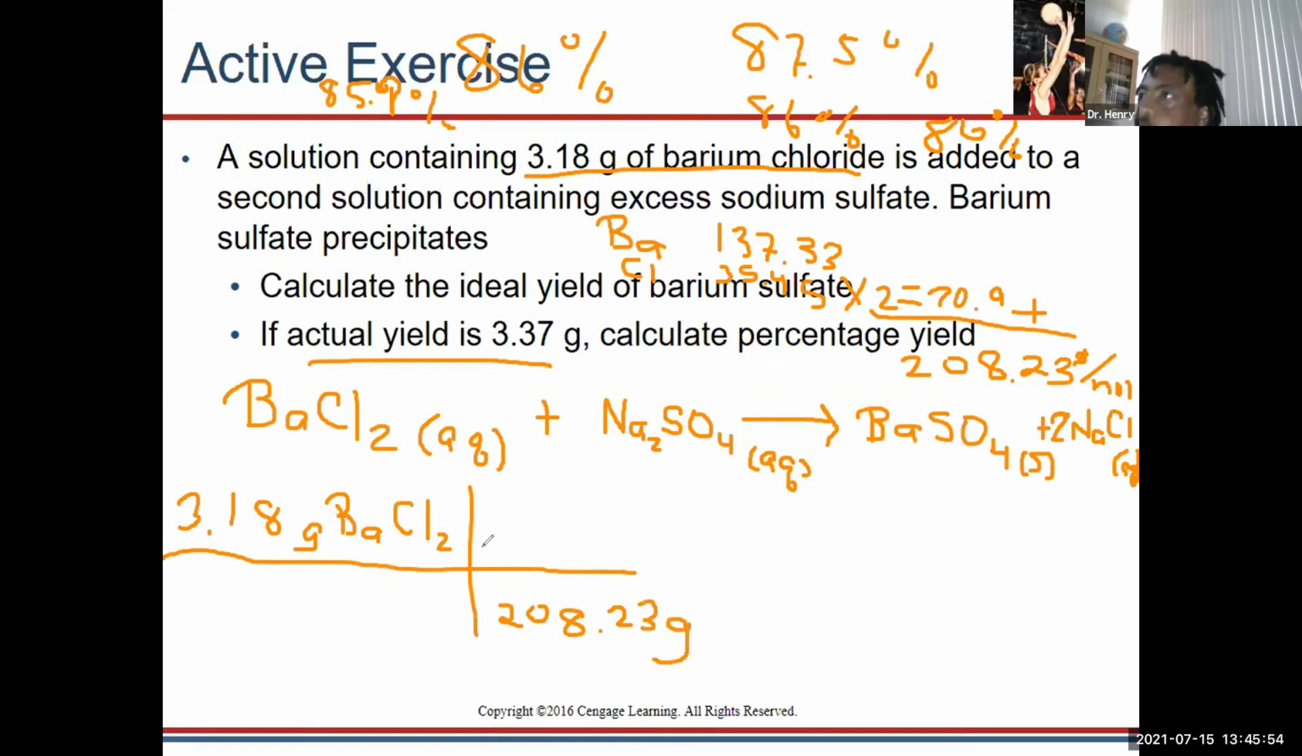Oh, well, they are different. Molar mass is grams per mole. Yeah, that's right. That's barium chloride.